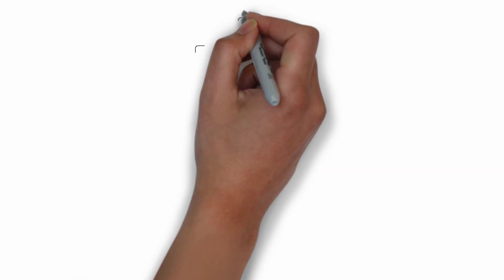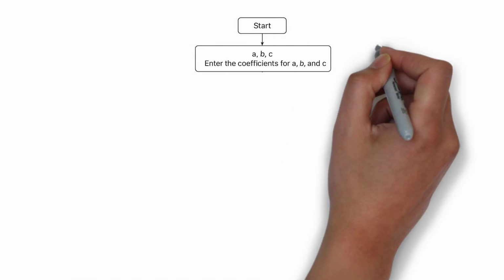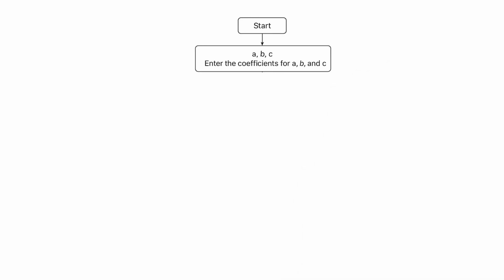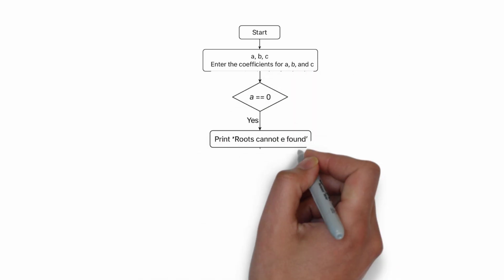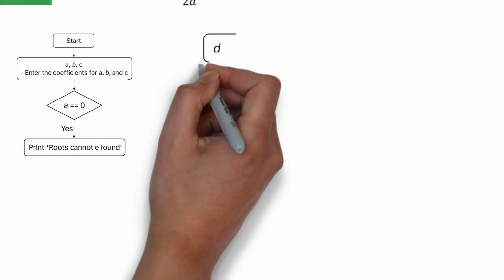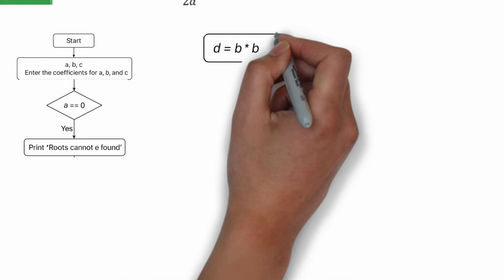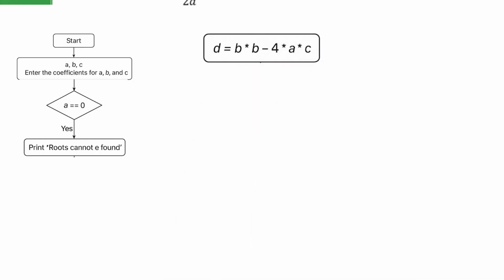First, our program asks the user to enter the values of A, B, and C. Now, before solving, we check if A is equal to 0. If A is 0, then it's not a quadratic equation anymore. In that case, we simply stop the program. Next, we calculate something very important, that is the discriminant given by D equal to B square minus 4AC.